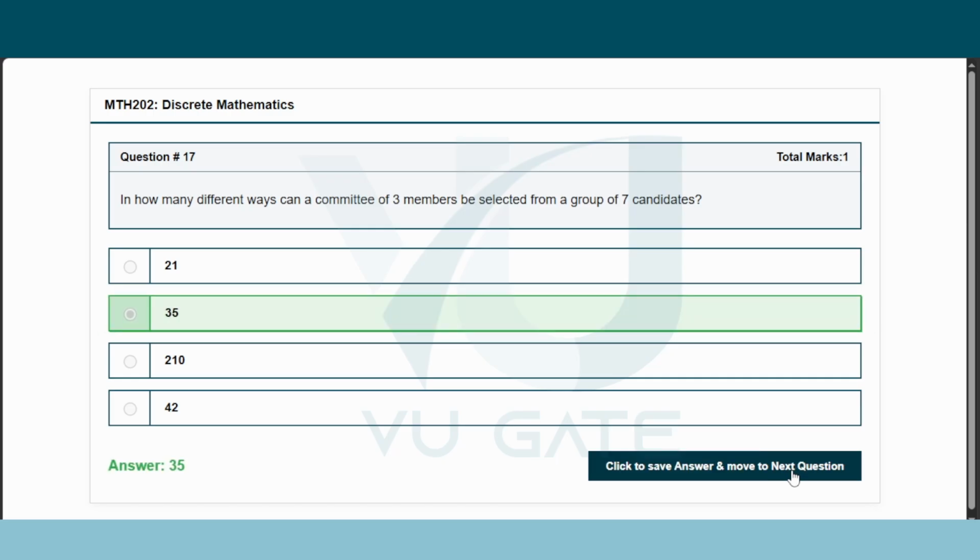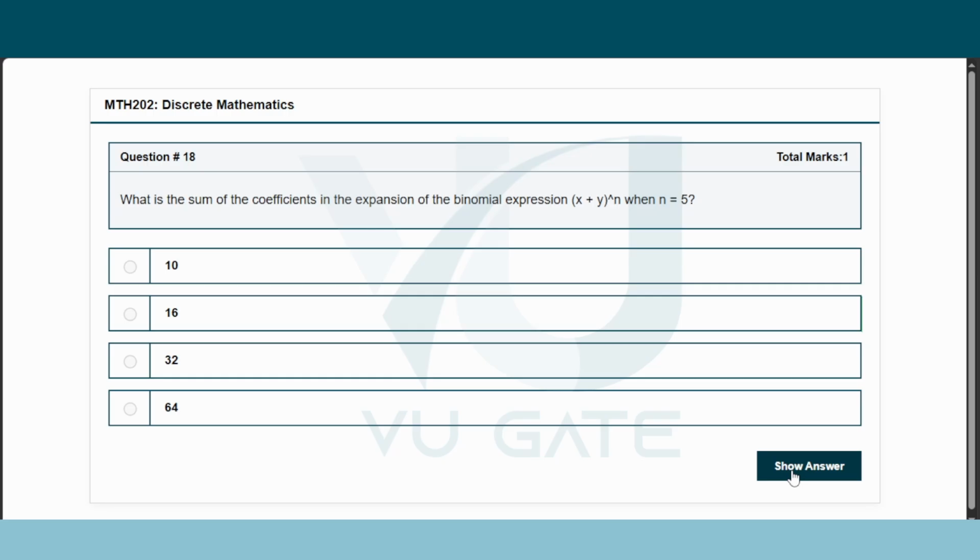Question number 18. What is the sum of the coefficients in the expansion of the binomial expression (x plus y) to the power of n when n equals 5? The correct answer is 32.